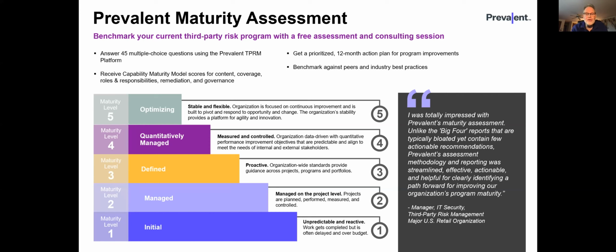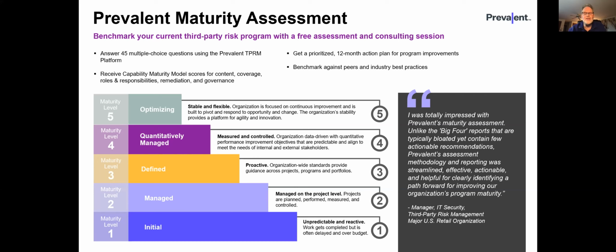Okay, next, let's see what the next question is. Will participants get both Bob's and Scott's deck? I will leave that to Prevalent. I believe you do. Yes, we do. Yes, you do. So you'll have that to go through.